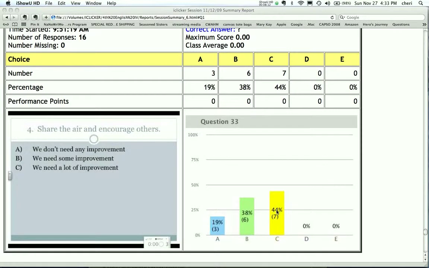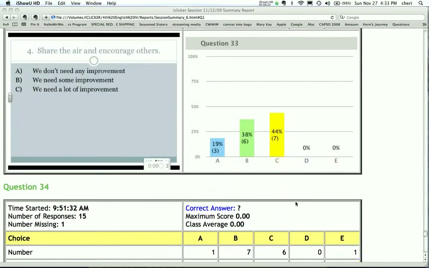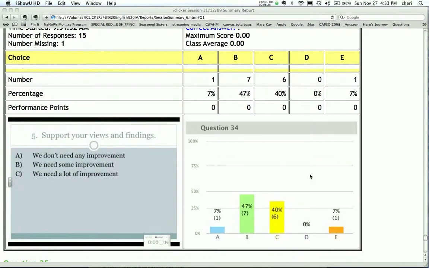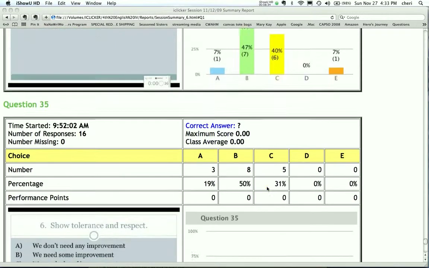And again, this was difficult because some of the students just wanted to blurt things out, and anybody who didn't speak, that was their problem. But quite a few of the students came from a culture where they really wanted to be asked a question before they said anything out loud. Supporting your views and findings. Only one person felt like we didn't need improvement as a group. That continued to be a theme throughout the year.